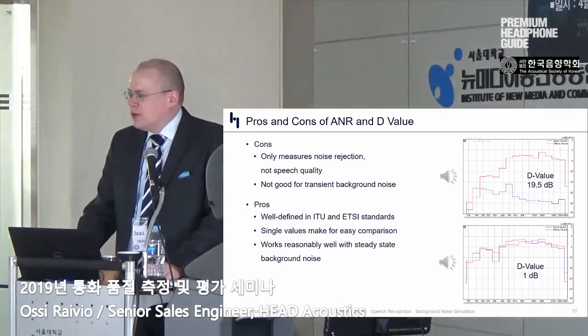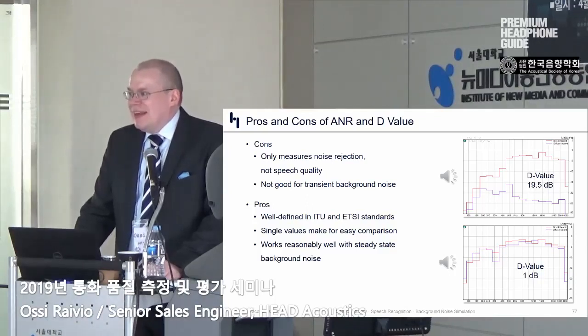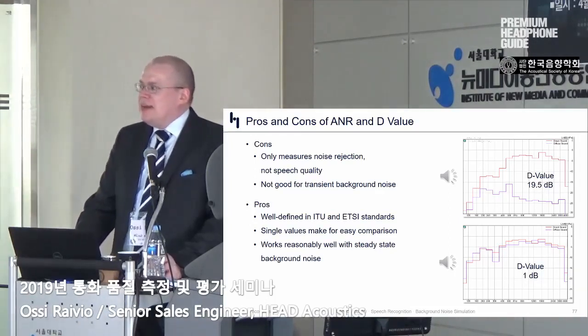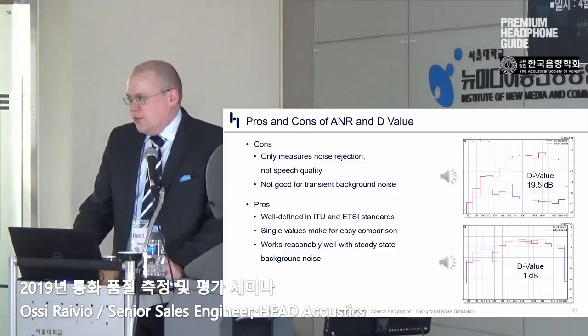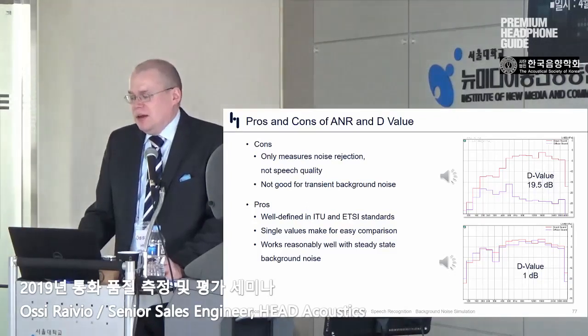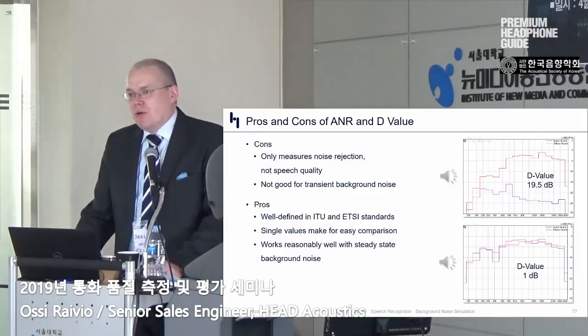And most importantly, ANR and D value basically just tell you how many dBs your noise canceller is working. But they don't tell anything about the quality. The speech could be really badly distorted, but D value and ANR are only interested in the level. So even if there is very much distortion going on in the speech, you won't see that in ANR or D value.